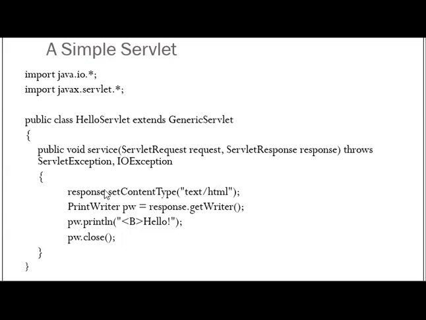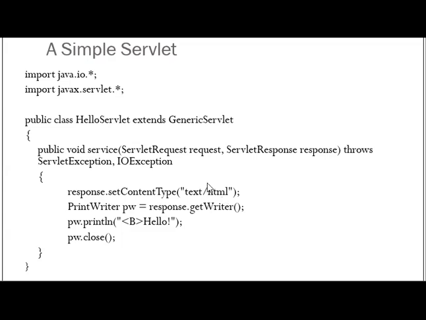A simple one written here is response.setContentType("text/html"). First we have to set the type of the content present in the response object, that is, the response we are sending back to the client, and its type has to be mentioned. That is done using setContentType. This setContentType indicates that the content present in the response object is of HTML type, so it is text/html.